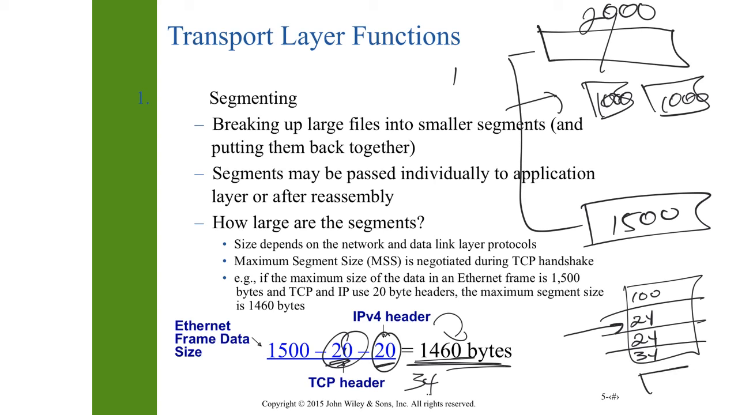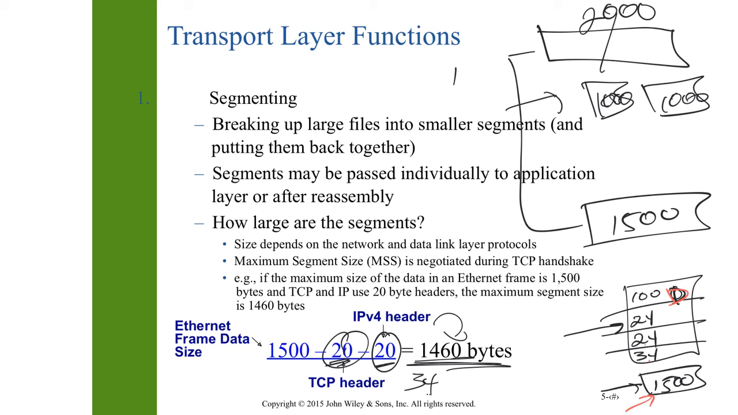So by the time the message hits the line, it has to be 1500 bytes long, including the data. Whatever the data is, let's say the red is the data, plus the 100, plus the 24, plus 24, plus 24, it has to be a maximum of 1500. So that's the responsibility of the transport layer: segmenting the message into smaller pieces.